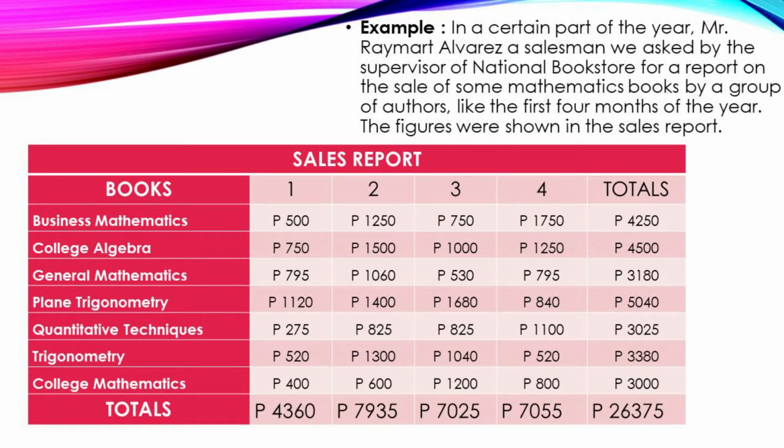Next, for the total in second month only: 1,250 plus 1,500 plus 1,060 plus 1,400 plus 825 plus 1,300 plus 600 is equal to 7,930 pesos.